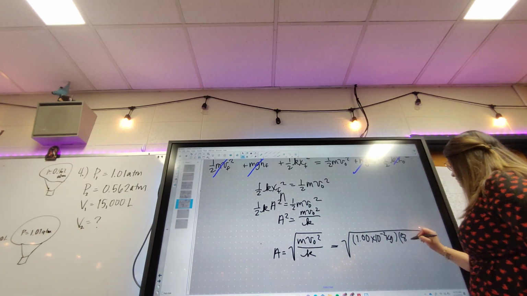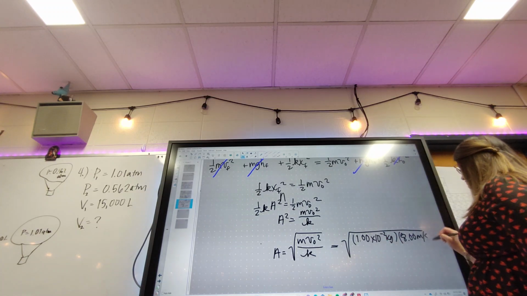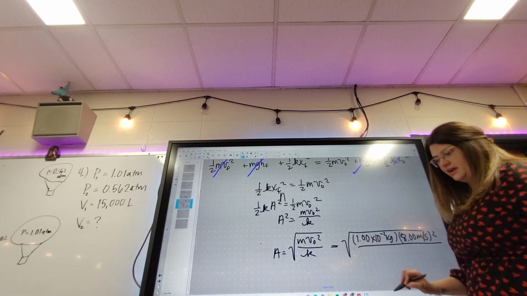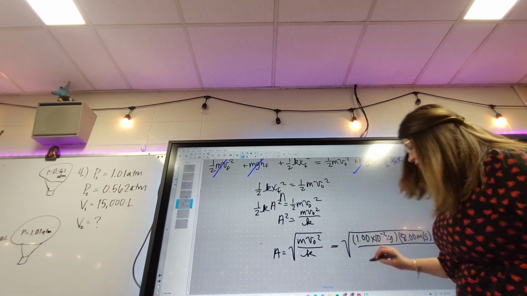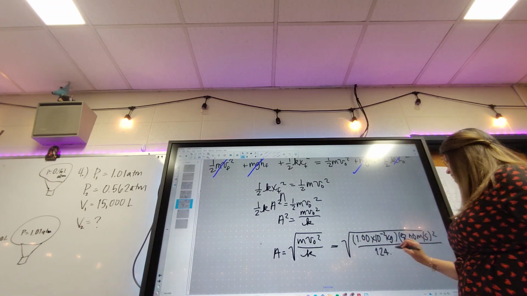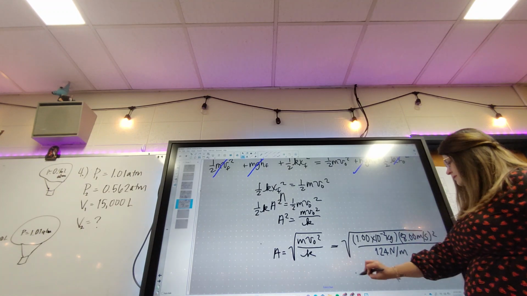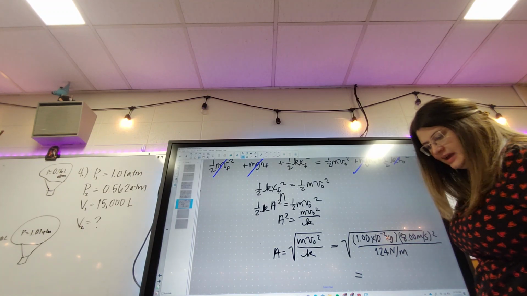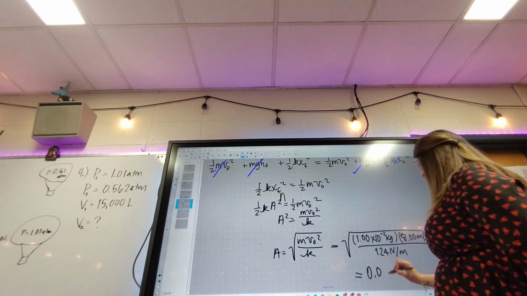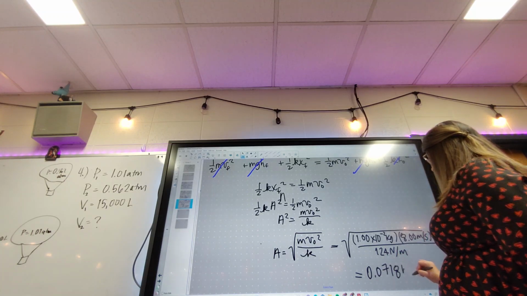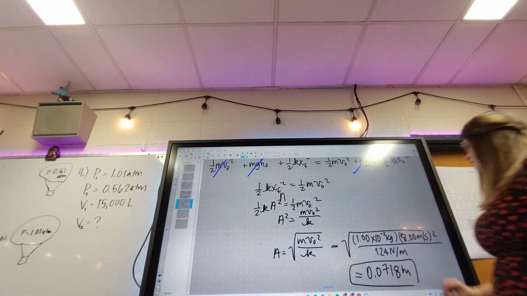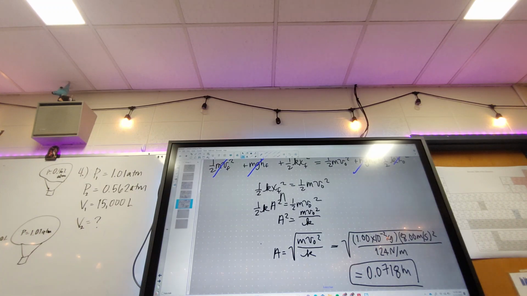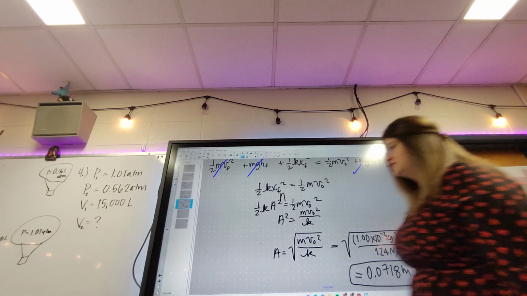So then we have 8 meters per second squared divided by k, which is like 124. Did you include the math in there? So when I do this math, I get 0.0718 meters. I got 0.072. Yeah, same thing. Okay, good. I'm glad that we thought through this, and I'm sorry for leading you astray there.